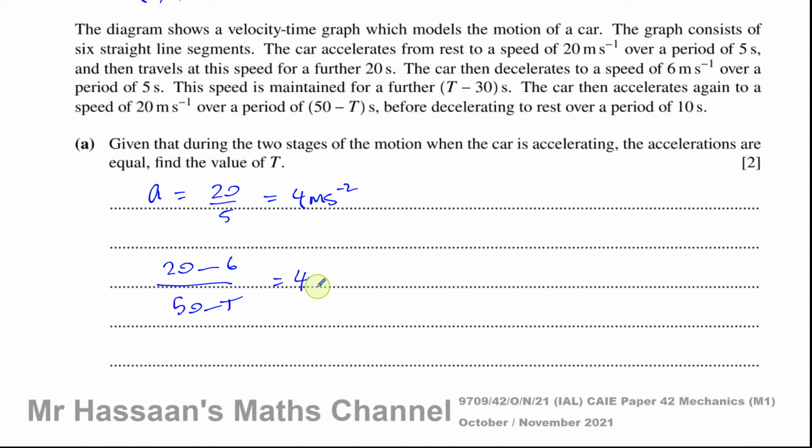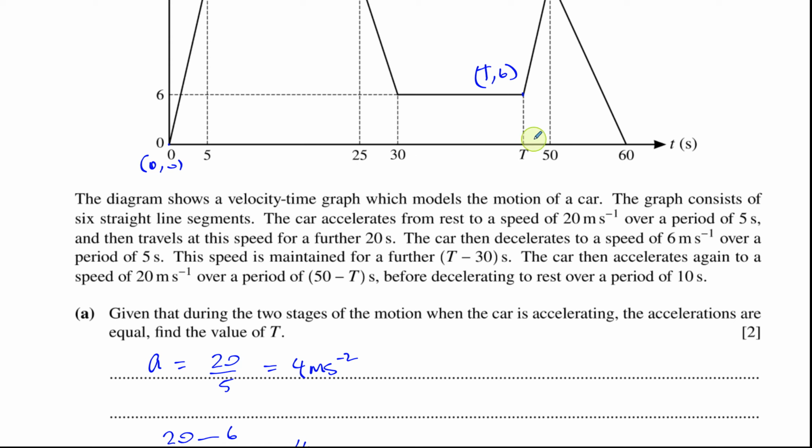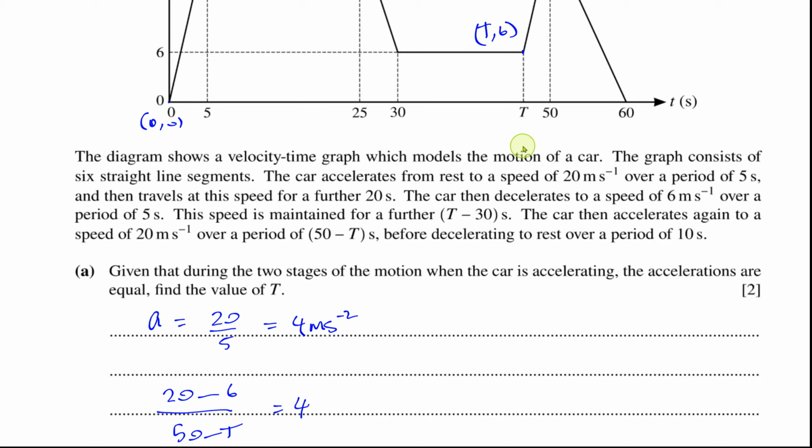So I can rearrange this. This gives me 14 over 4 is equal to 50 minus t. I'm just multiplying both sides by 50 minus t and subtracting. So you end up with t equal to 50 minus 7 over 2, which is 50 minus 3.5. So t is equal to 46.5 seconds. That looks just right to me. Good, that's part A.